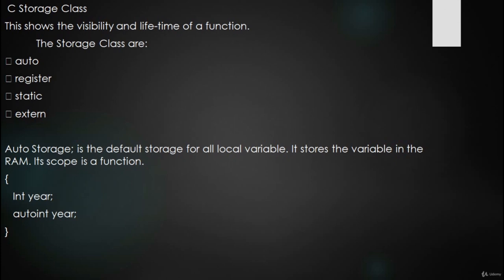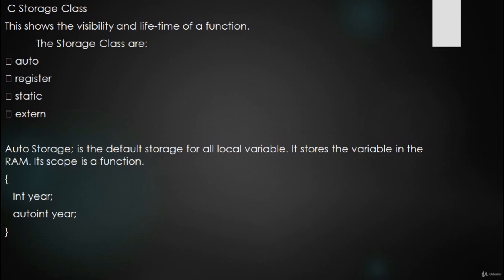Hi, in this section, we are going to learn something about storage class. Now, what is a storage class, one may ask? Storage class specifies the storage location of a variable in the computer memory, that's its value, scope, and lifespan. Simply put, storage class shows the visibility and the lifetime of a variable. Basically, there are four main types of storage class: auto, register, static, and extern.